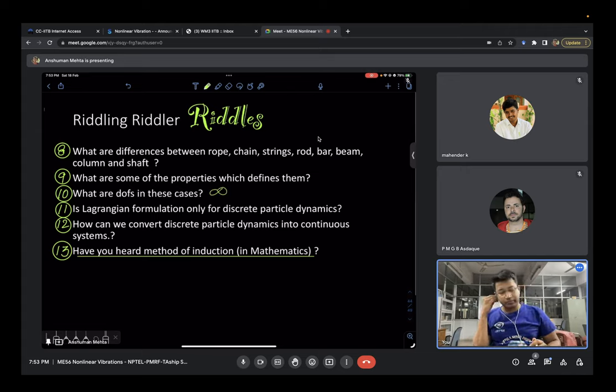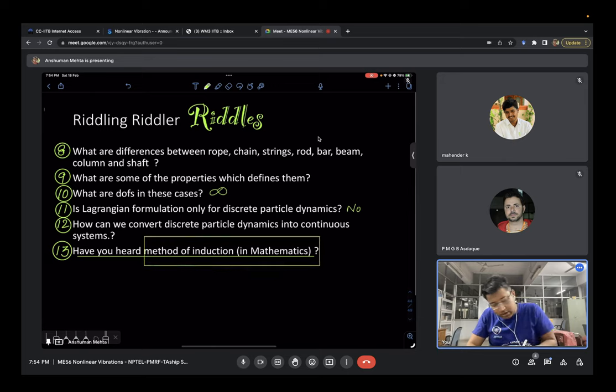So also the Langevin formulation, is it only for discrete particle dynamics? So whatever we have learned, is it only for discrete particle dynamics? The answer is no. It is also defined for continuous dynamics. So how can we convert a discrete particle dynamics into a continuous system? The answer is the method of induction.